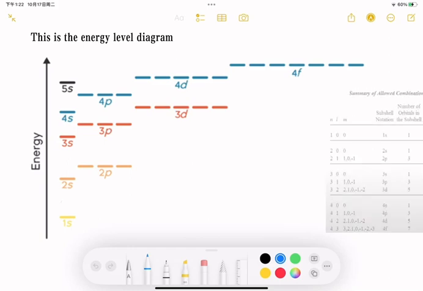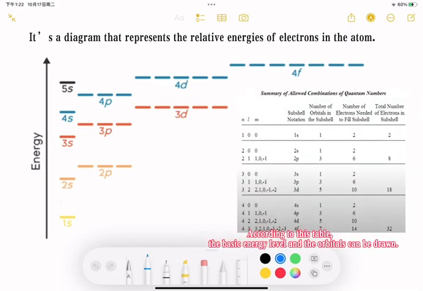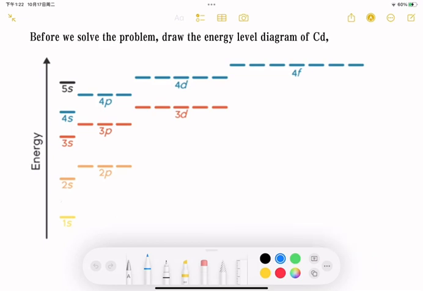This is the energy level diagram. It is a diagram that represents the relative energies of electrons in the atom. Before we solve the problem, draw the energy level diagram of Cd. We should first clarify 3 rules and some details when drawing.